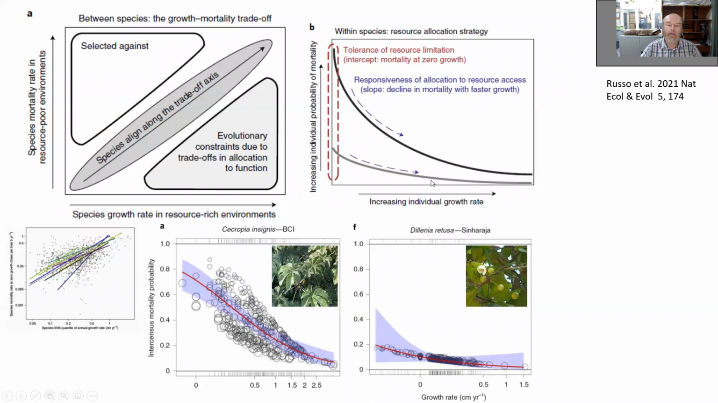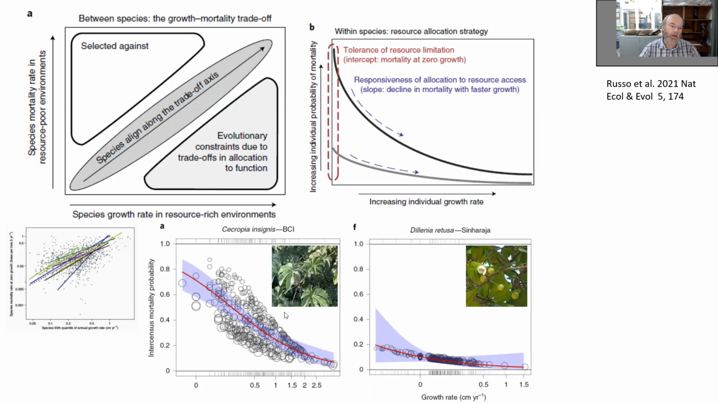Okay, these are examples. So this is Cecropia insignis. That's a neotropical pioneer species, early secondary, and it's very flexible. You can see that there can be a range of growth rates. Each circle is one individual, and that of course is correlated also with mortality. So this is probability of mortality. So that means fast-growing species.